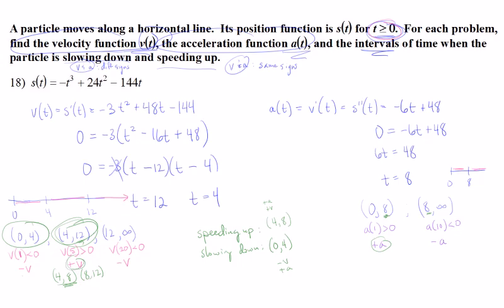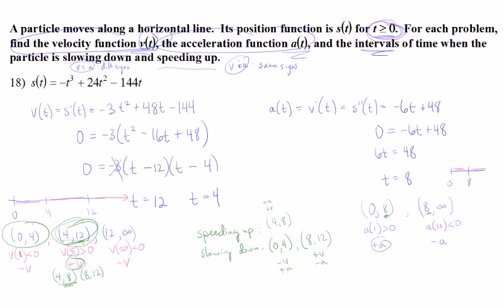Okay, now let's go to 8 to 12. So we know velocity is still positive, right? Everywhere from 4 to 12. So from 8 to 12, velocity is positive, but acceleration is negative, right? And so that means it's going to be slowing down because they're going opposite. They have opposite signs. So velocity is positive, but acceleration is negative.